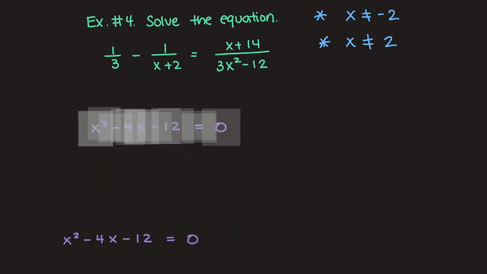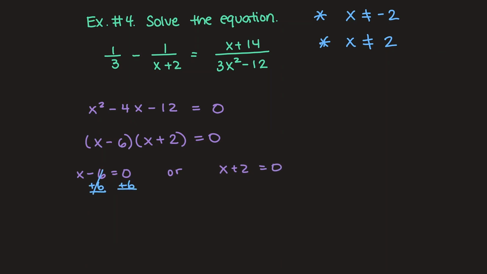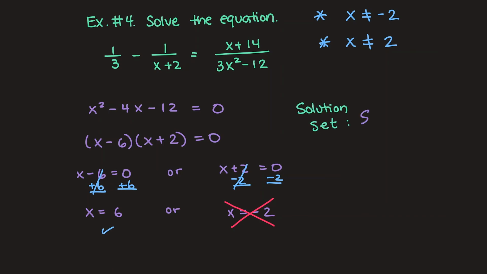Now to use our zero factor property, we will need to factor this side. And then set each factor equal to 0, and we get x equals 6 and x equals -2. However, we need to be careful because -2 is an undefined value. Therefore, we cannot include this as part of our solution. So 6 will be our only solution to the rational equation.